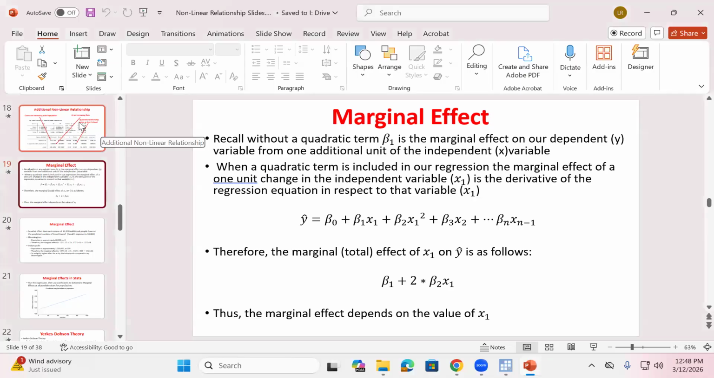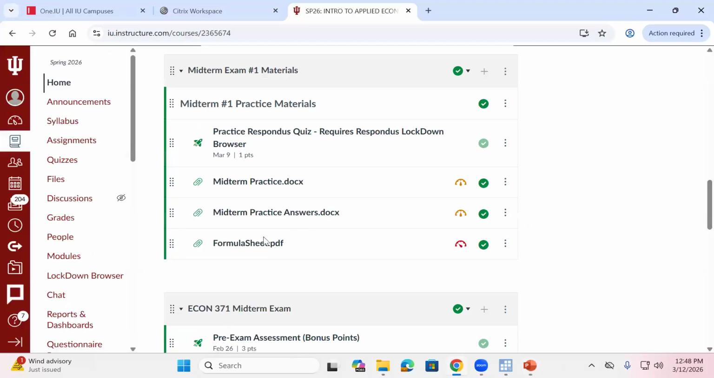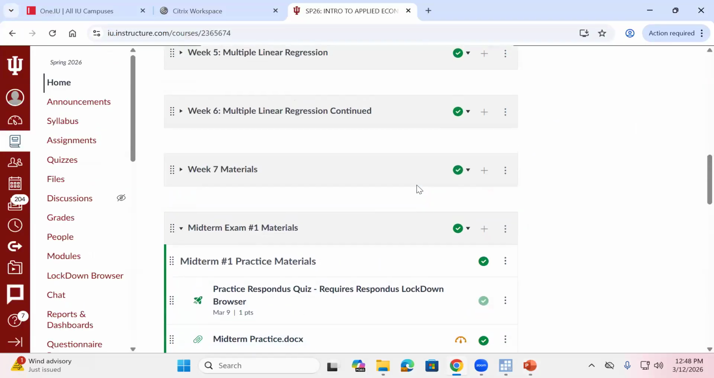Okay, so we'll pick up where we left off in the slides here. We're thinking about including squared terms, but before we jump into material, I just want to mention a few things after class.